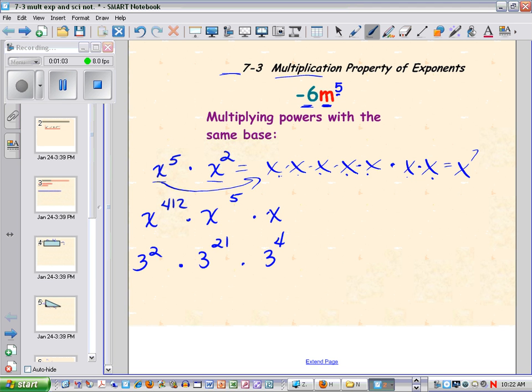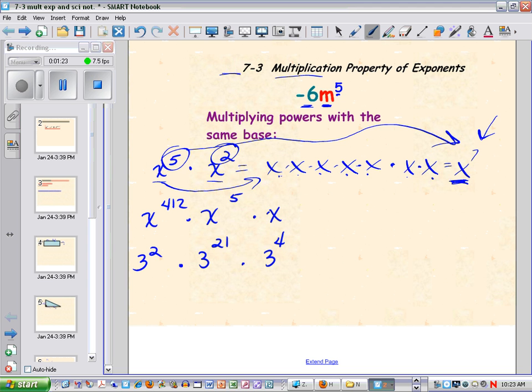But instead of multiplying all these guys together, we should notice what's happening here. We've got 5 of them here, 2 of them here, so for a total of 7. So we just learned that if you have the same base, in this case, it's x, then you can just keep that same base, x, and then just add the exponents.